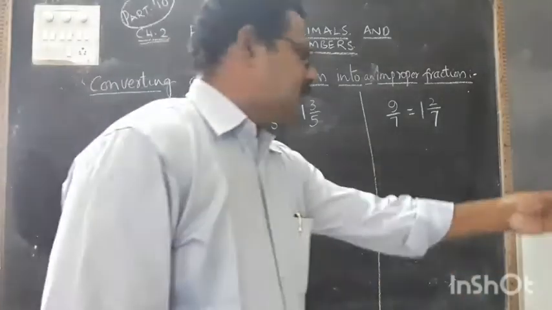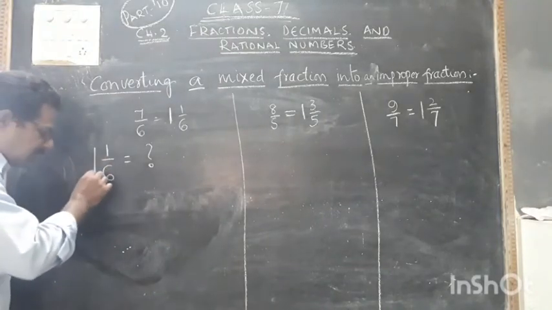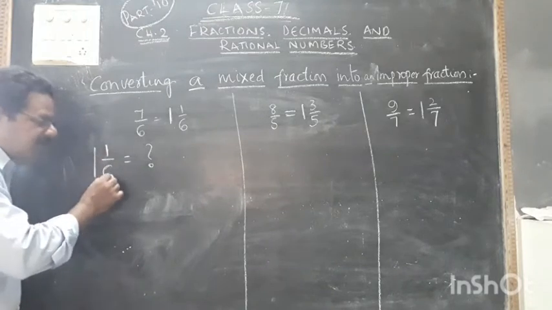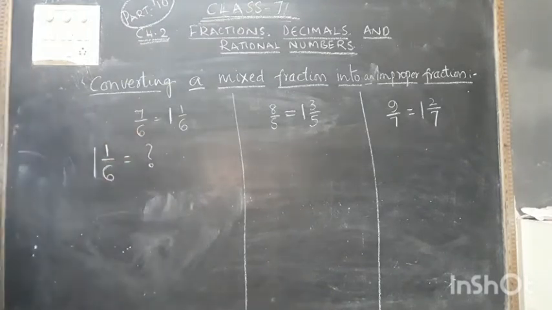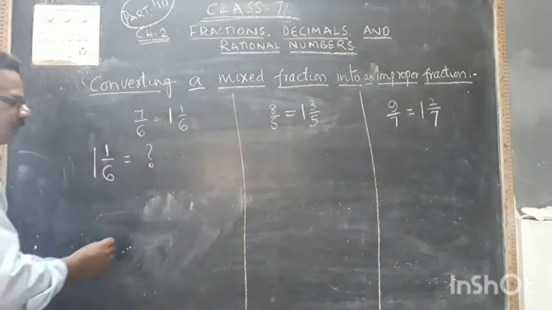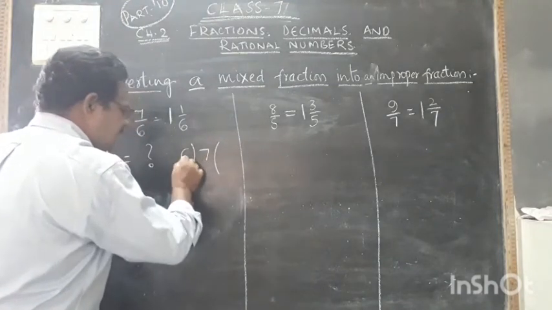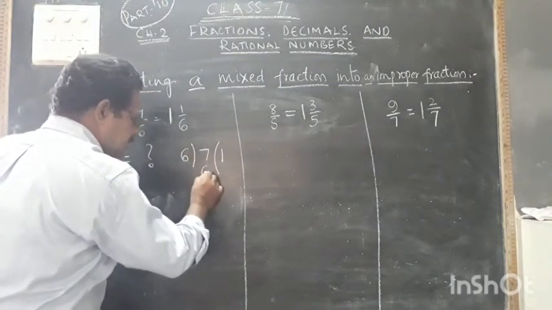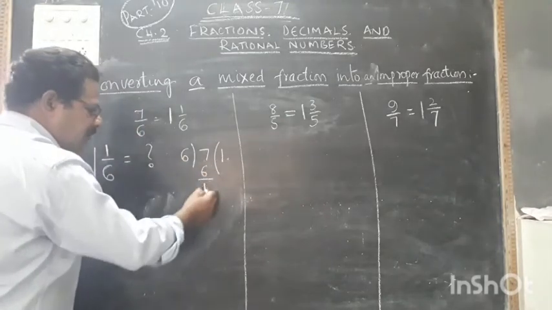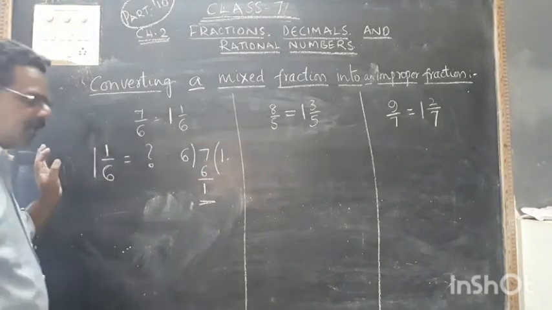1 and 1 by 6 I have given. In this 1 and 1 by 6, I told you this is the whole number part and this is the fraction part. But by doing this division, 7 by 6, how have we done the division? Again we shall see. 7 is divided by 6. 6 ones are 6, and 1 is the remainder. So this is equal to 1 and 1 by 6 that we have written.